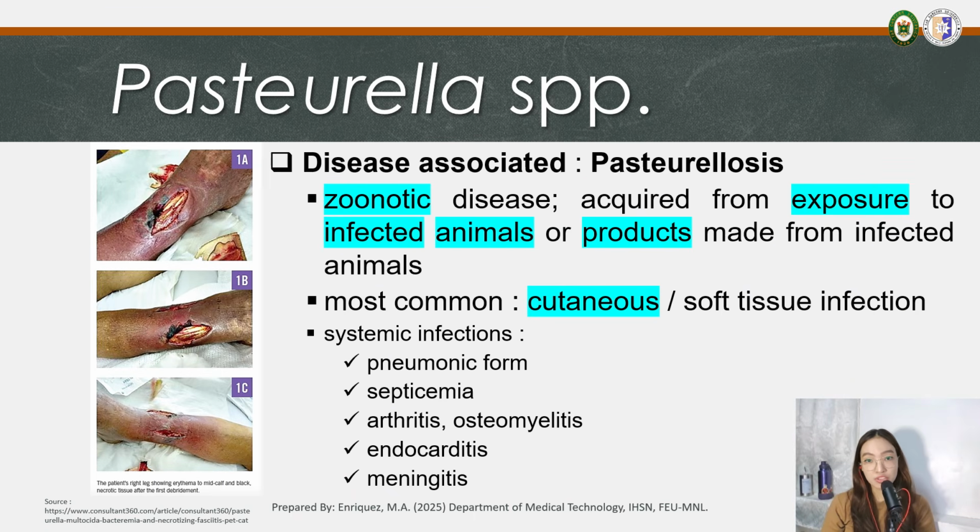The most common form of pasteurellosis is cutaneous pasteurellosis. This photo shows the leg of a patient who suffered from bacteremia and necrotizing fasciitis after having been bitten by a pet cat. So this is the reason why, when you get bitten or scratched by a dog or cat, aside from anti-rabies and tetanus vaccines, you may also be prescribed with antibiotics to avoid infections by these bacteria that could be acquired from the oral cavity of those animals. So, at times, they may also lead to systemic infections as enumerated here.